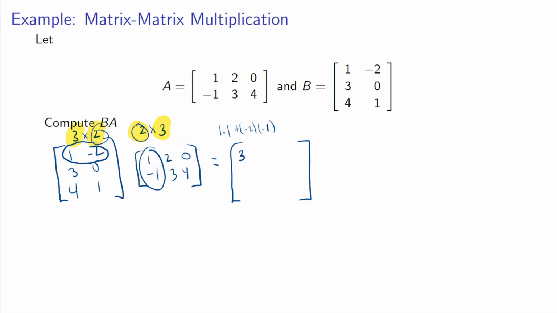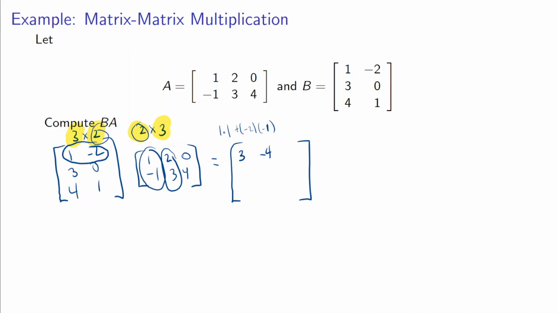So if we wanted, let's try again for another one. If we wanted to get the first row, second column of the result, we'll take the first row, which again is that 1, -2, and multiply the components of that by the second column of the second matrix, and add up those results. So in this case, that would be 1 times 2, which is 2, plus -2 times 3, so that would be 2 minus 6, or -4. So we can continue this process.